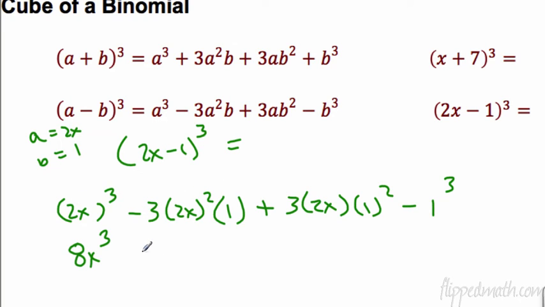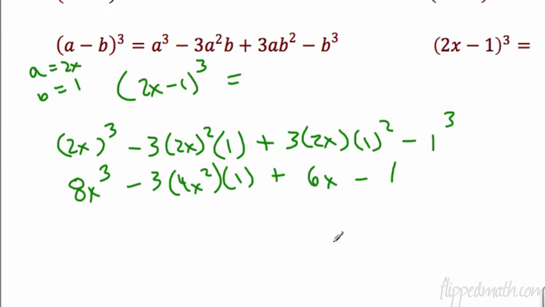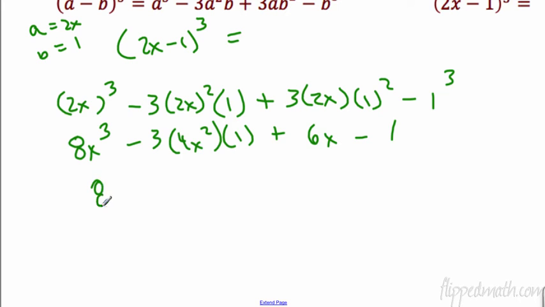3 times, well, let's write it all out so we don't make any mistakes. 3 times 4x squared times 1, plus, what do we have? 6x times 1 squared. That's easy enough. 6x minus 1. All right, one more line of simplification here. We get 8x to the third minus 12x squared plus 6x minus 1, and we're done with that.